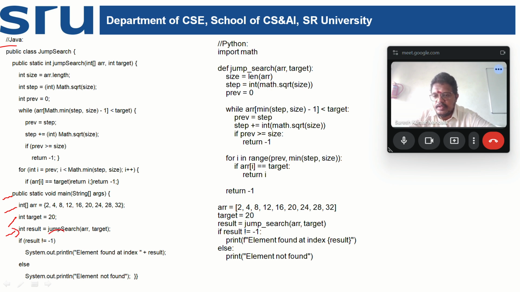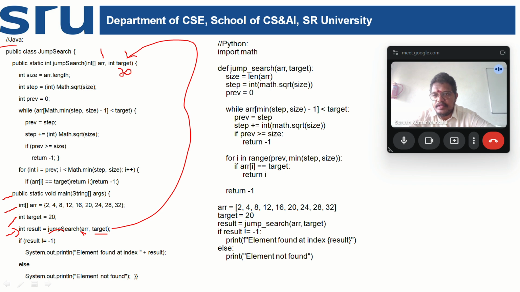Jump search is passing the values ARR and target. ARR holds all the values, and the target will be 20. Control jumps from here to the jump search function call. ARR will be assigned all the values like 2, 4, 8, 12, 16. The target will be assigned 20.